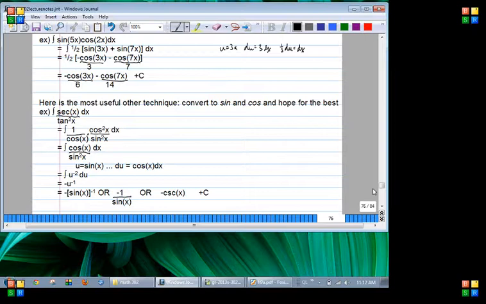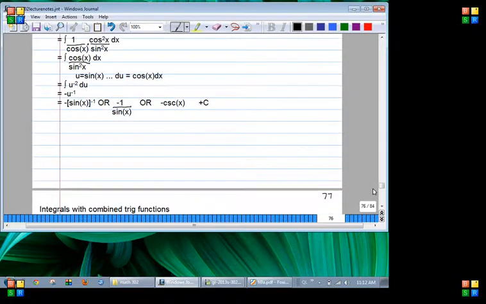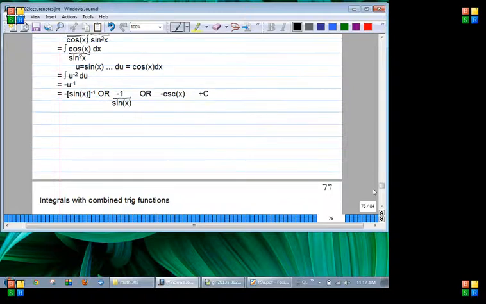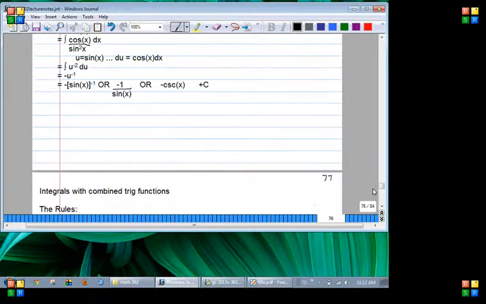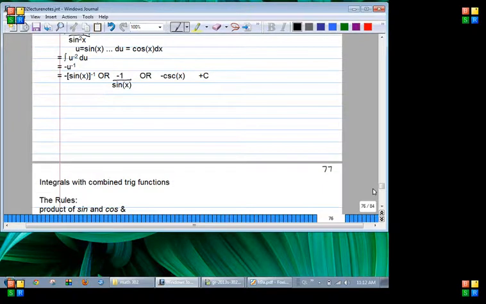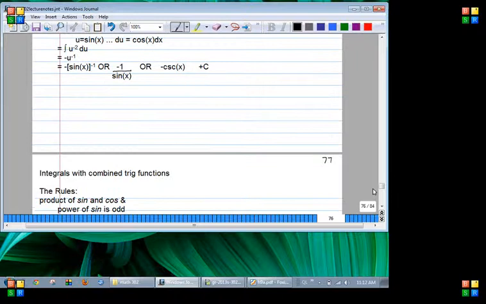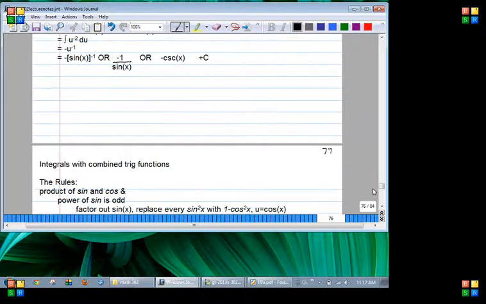So let's sum it all up. So what did we learn today? We learned a lot. Okay. So integrals with combined trig functions, the rules. So what if you have products of sines and cosines? Well, if the power of sine is odd, what do you do? You factor out a sine x, replace every sine squared x with a 1 minus cos squared x, and then at the end, your u will be cos x.